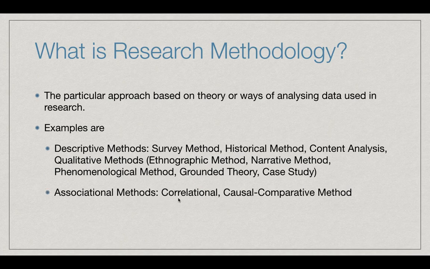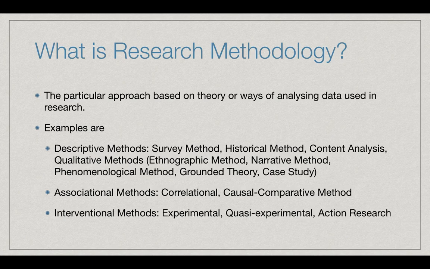Associational methods are also sometimes used. Correlational method includes correlating two authors or works or a group of works, etc. Causal comparative method is when you study cause and effect and compare. There are also interventional methods. Interventional methods are where you conduct some experiment and change some situation or scenario.